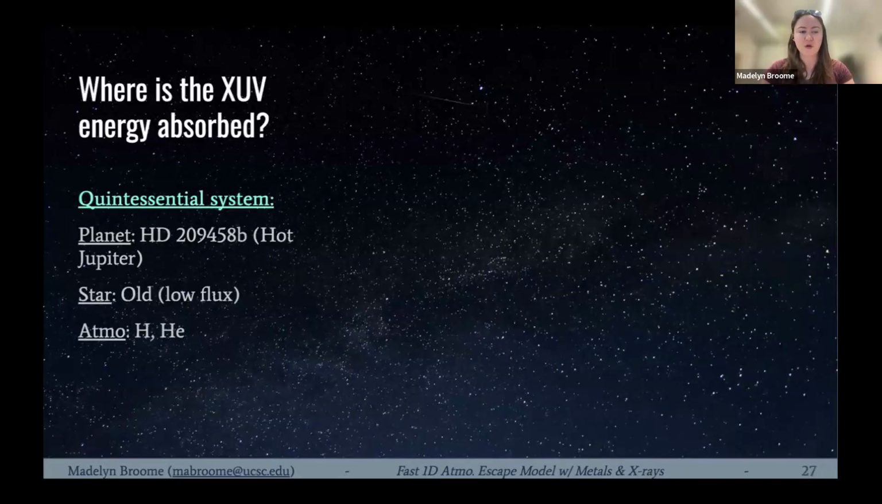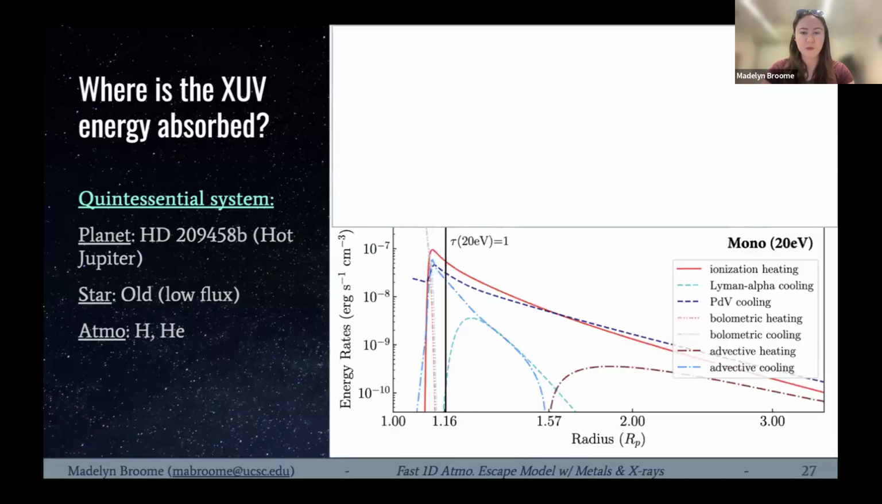So most of the plots I'm going to show are going to be the quintessential system, HD 209. It's an older star, so low flux, and this atmosphere we're seeing is going to be just pure hydrogen and helium. So to start out with, what if we put all of our energy not into a multi-frequency spectrum where we have the sophisticated X-ray physics and metal interactions to think about, but just into monofrequency 20 eV photons? Well, if that's the case, the only line I want you to pay attention to in this plot of energy as a function of radius is going to be the red line, and that's our ionization heating. And so you notice that the ionization heating peaks pretty much around where tau equals 1 for the 20 eV photons are, so where these photons are being absorbed.